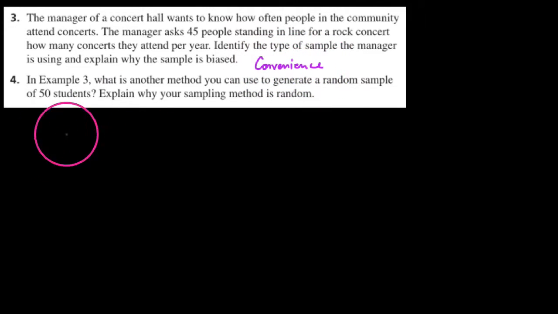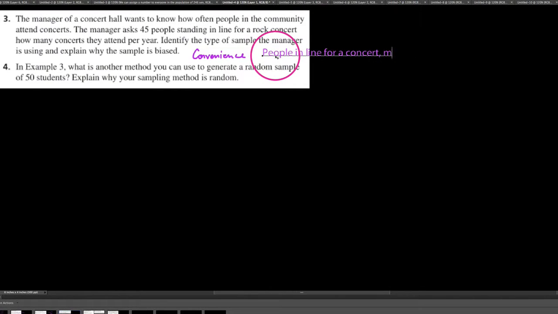In terms of why this might be biased, why might this be biased in terms of asking people who are already in line for a concert how many concerts they go to a year? We would say maybe people in line for a concert are more likely to have attended many concerts in the year. And so you're going to get a biased sample there.